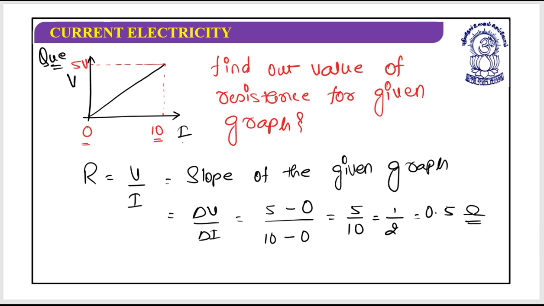One more question. Is this graph for an ohmic substance or a non-ohmic substance? As you can see, voltage and current seem to be directly proportional to each other. So this graph might be drawn for the ohmic substance. I hope these things are clear. Is it clear? Are you sure? Okay, so let's move to the next topic.